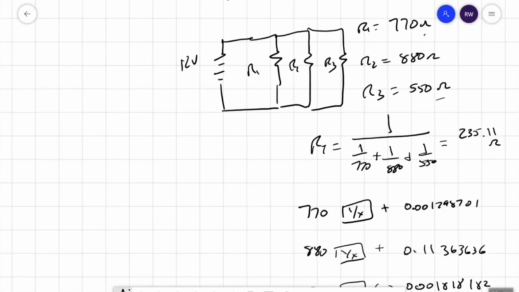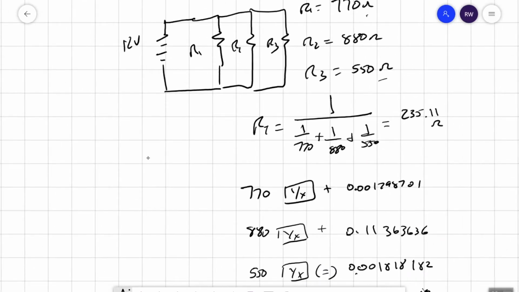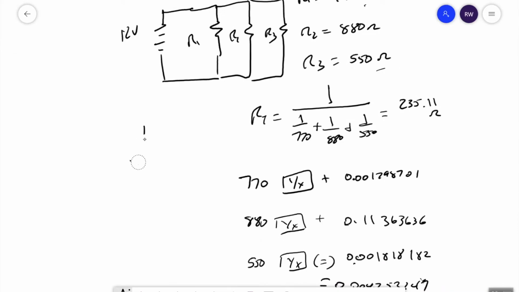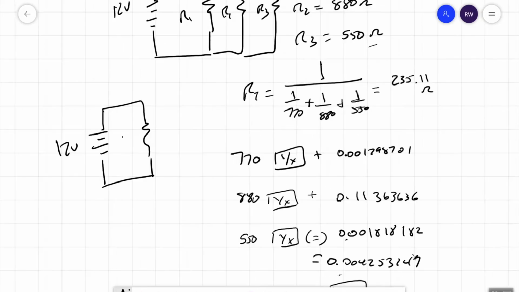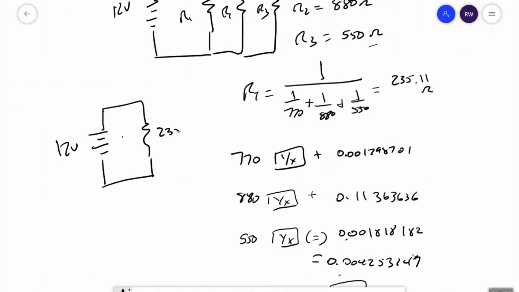So that gives me the equivalent circuit: 12 volts across 235.11 ohms. So my current is 12 volts divided by 235.11 ohms, which is 51 milliamps.